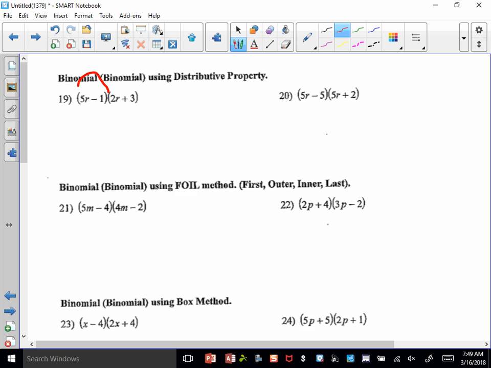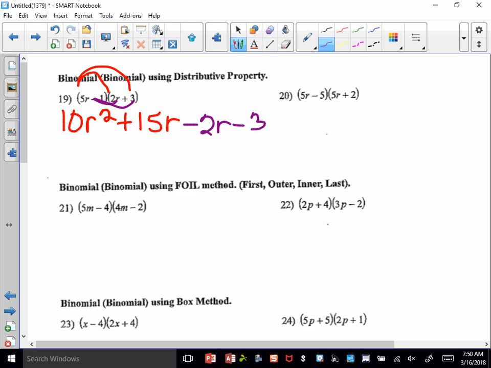So first we're going to take the 5r, distribute that to the 2r by multiplying. So you're going to get 10r squared. Okay. Then you're going to take the 5r, you're going to distribute it to the 3. So you get 15r. So we finished taking the first term in that binomial and multiplying it. So now we're going to take the -1 and do the same thing. So now we'll start with the -1, do the same thing, multiply it by the 2r, and that's going to give you -2r. And then -1 times 3 will give you -3.